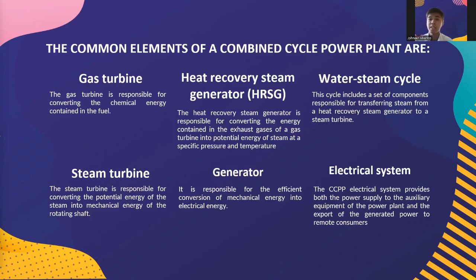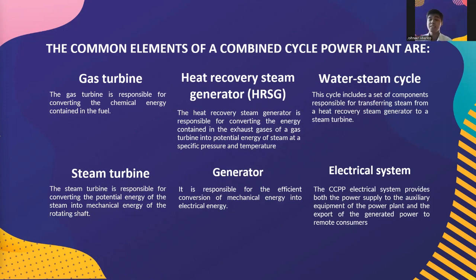Ang next component natin is generator. It is responsible for the efficient conversion of mechanical energy into electrical energy. So yung napoproduce ng steam turbine natin na mechanical energy, binabato naman nito sa ating generator na yung generator natin nagko-convert ng mechanical energy into electrical energy na dinidistribute dun sa mga transformer. Tapos yung transformer, nagdi-distribute naman niya dun sa mga power grid para i-supply dun sa ating mga industrial, sa ating industry na nangangailangan ng electricity.